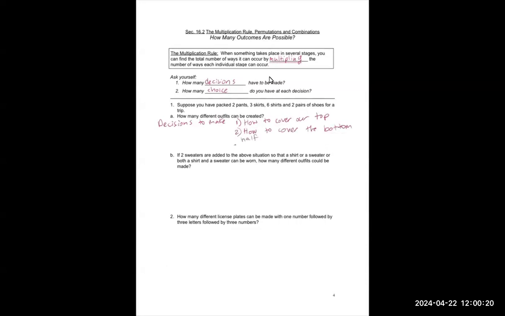Right? And then the third decision that we need to make here is the shoe decision, right? What shoes we're putting on. And I guess if we had necklaces, then we'd have more decisions to make, but it sounds like they're not putting on a necklace today, so we don't have to make a decision about that.